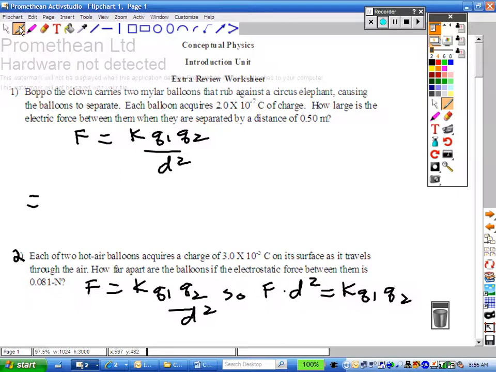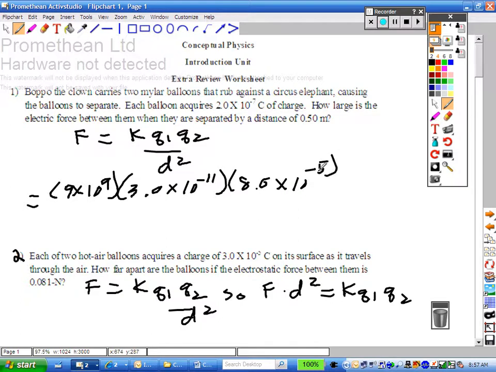So in this circumstance, the only thing we don't know is the force. So we simply will plug in k, which is always 9 times 10 to the 9. Charge number 1, which is 3.0 times 10 to the negative 11 coulombs. Charge number 2, which is 8.0 times 10 to the negative 5 coulombs. And then the distance between them squared.